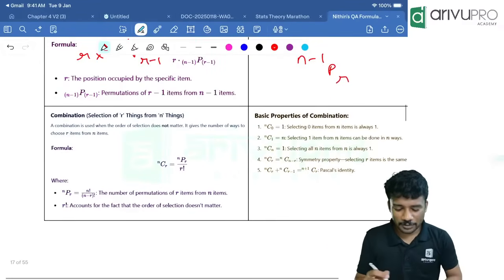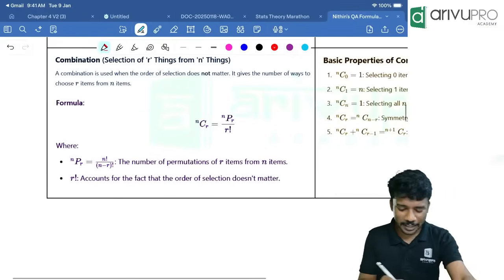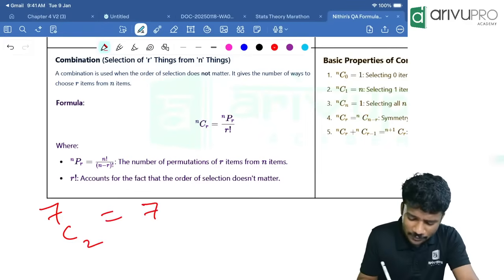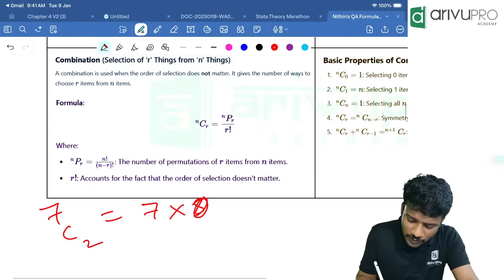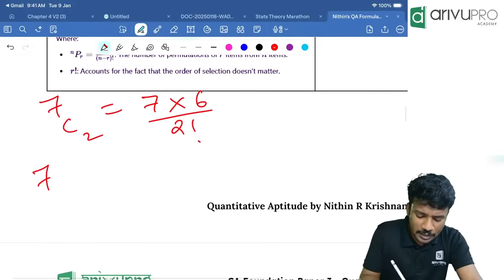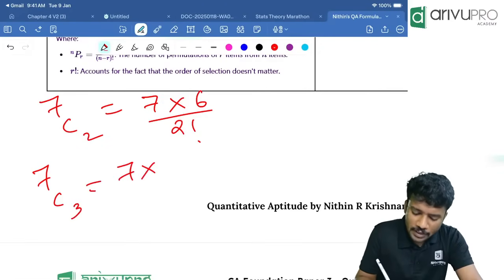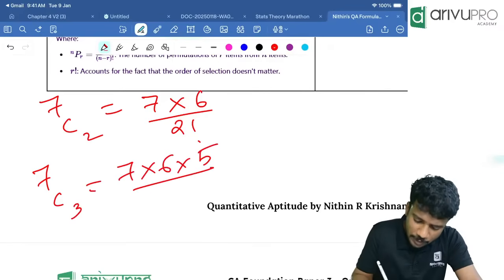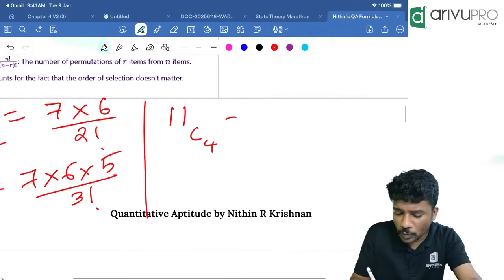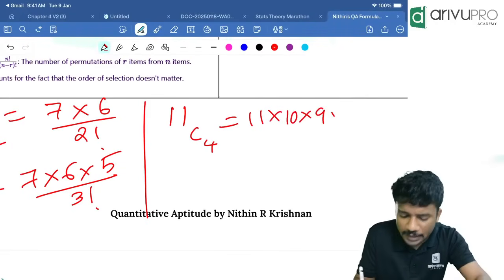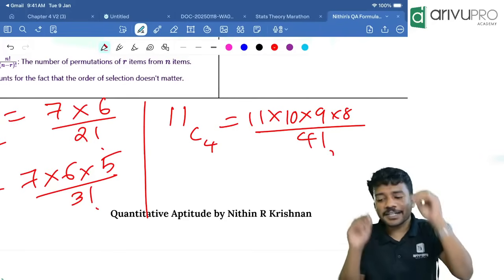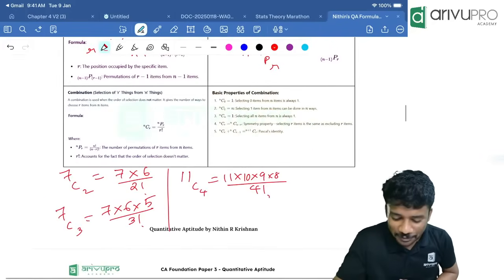Then combination, we know the formula, right? It is nothing but nPr divided by r factorial. For example, the question is like 7C2. How will you do this? 7 into 6 divided by 2 factorial is your answer. What if it is like 7C3? It will be 7 into 6 into 5 divided by 3 factorial. What if it is like 11C4? The answer is 11 into 10 into 9 into 8 divided by 4 factorial. Substitute those values, and you will directly get the answer, people.